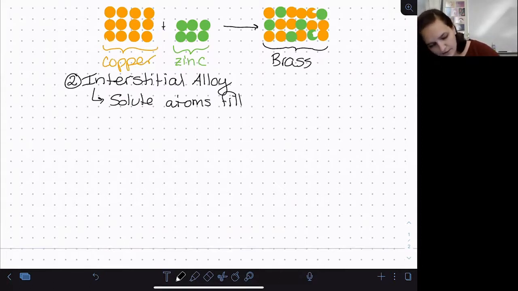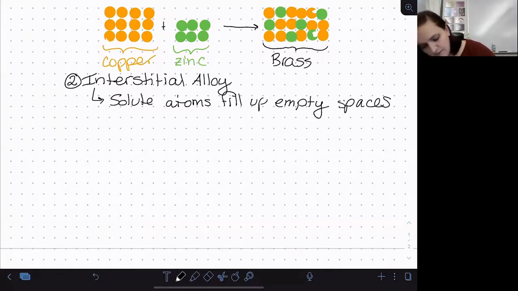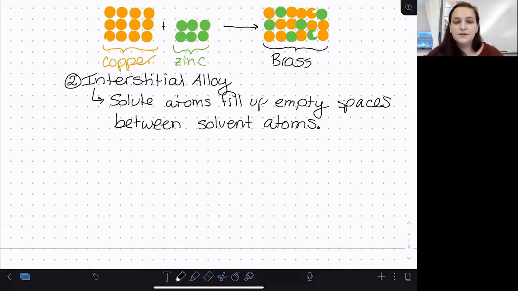If you think about rows and columns of spheres, atoms are essentially spheres, there's going to be empty space in between. You can't entirely fill up every little bit of space in there. And it's those empty spaces, which are known as interstices, which is where the name comes from, that the solute atoms are just kind of going to weasel their way in there. Fill those up in our interstitial alloy.